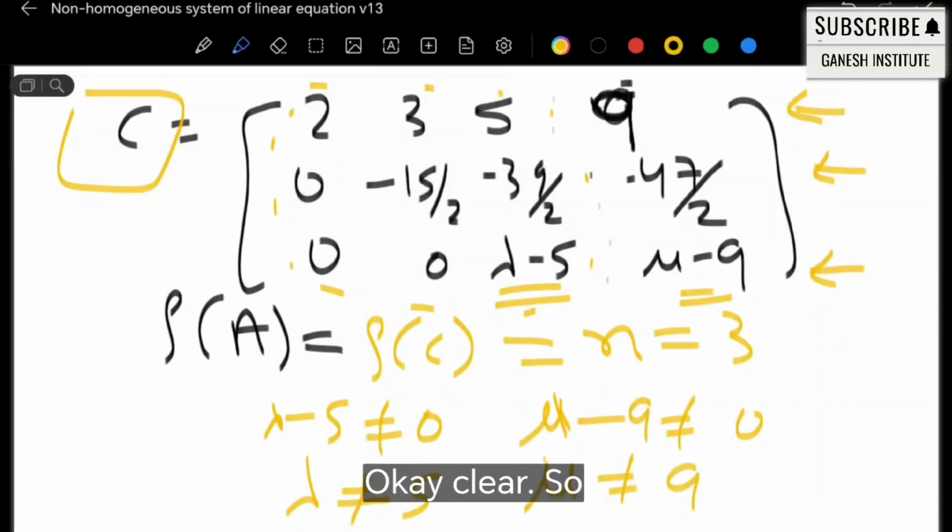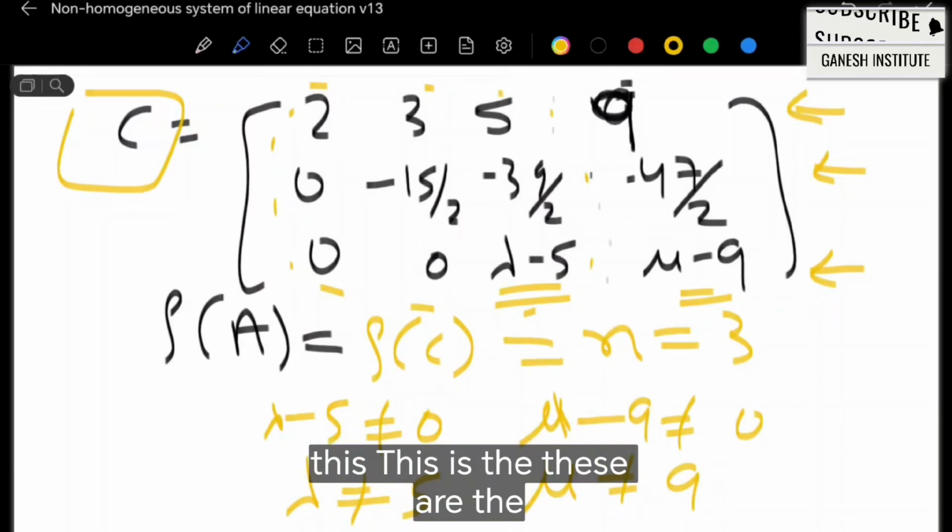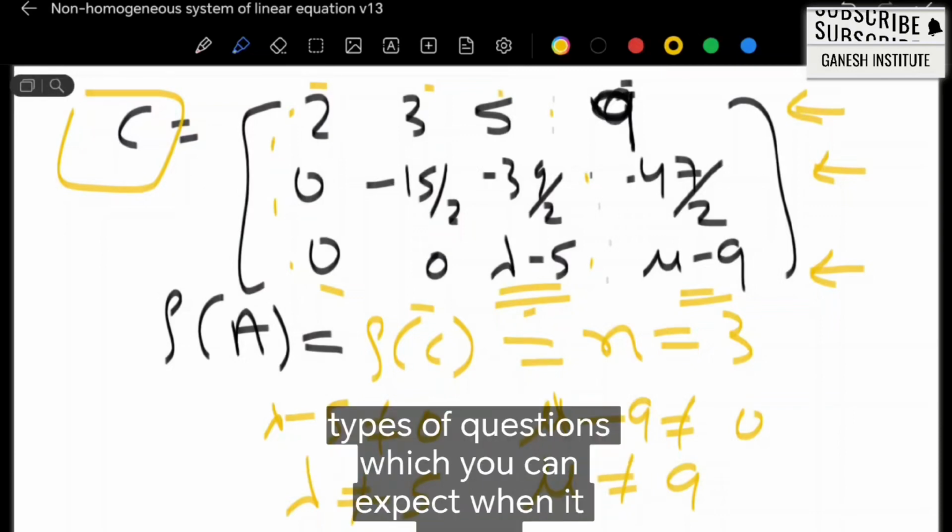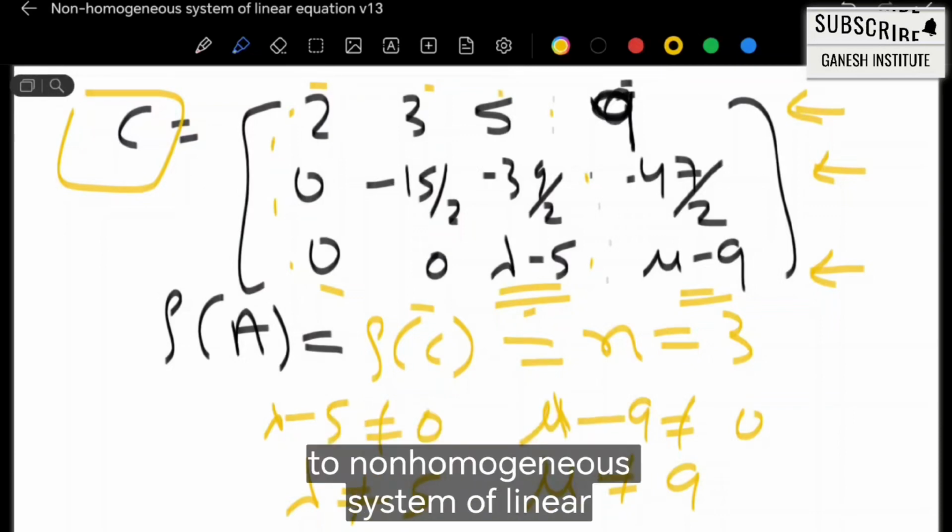Okay, clear? So these are the types of questions which you can expect when it comes to non-homogeneous system of linear equation.